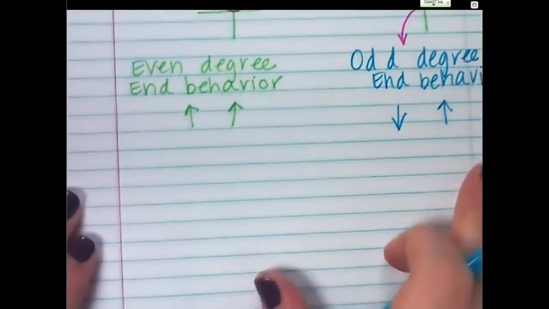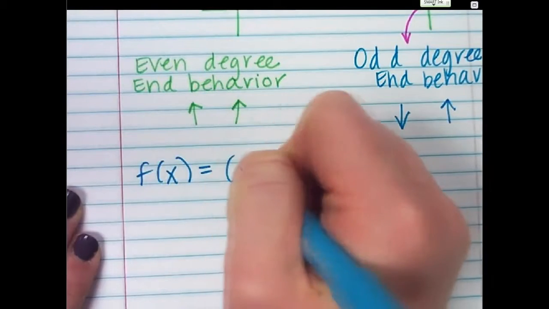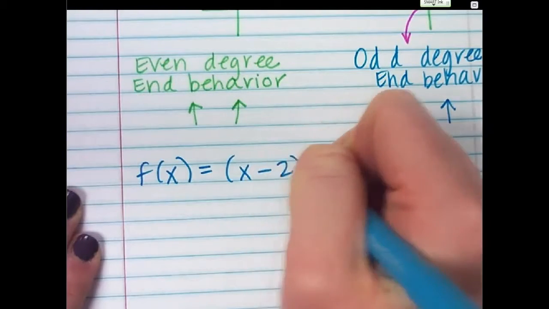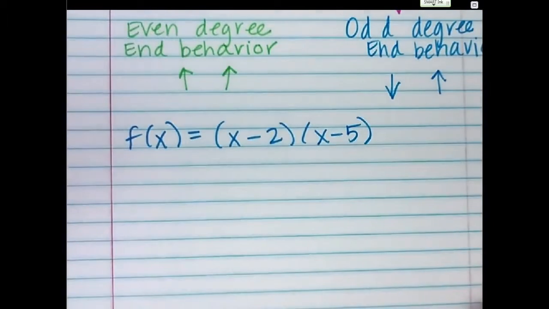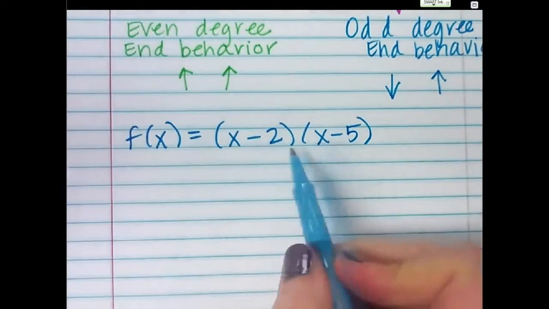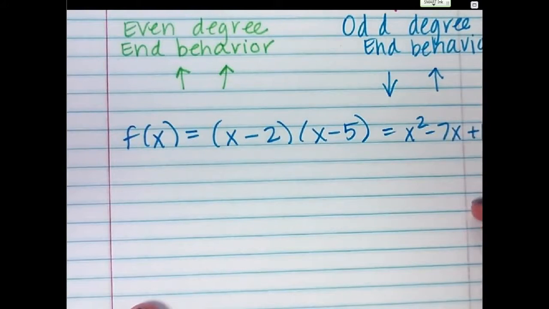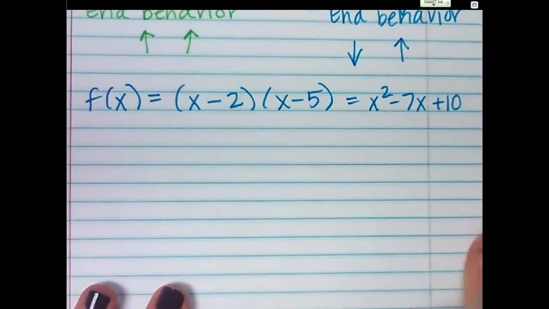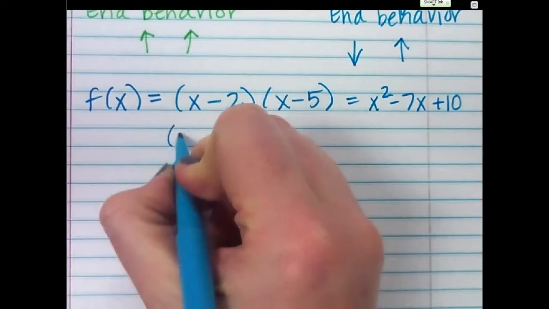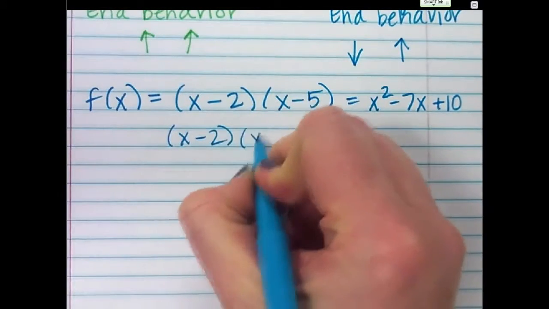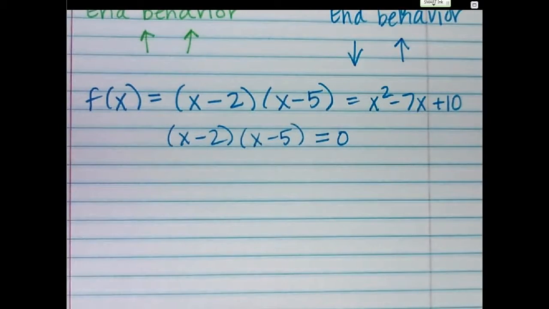Okay, so let me go back to this before we do a big one. Let me go back to just a regular x squared. The one I had up there was what? x minus 2 and x minus 5. So if I multiplied that out, I would get the one that I had up on the board. So if I gave you this equation, x minus 2, x minus 5, and I set it equal to 0, and I said solve, what would you do?